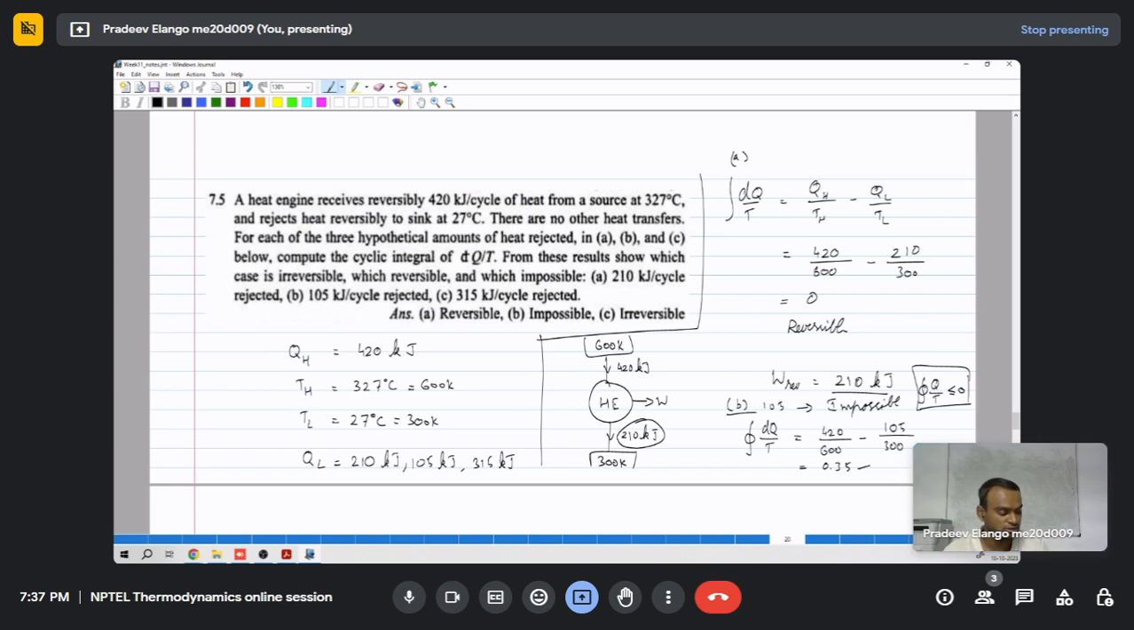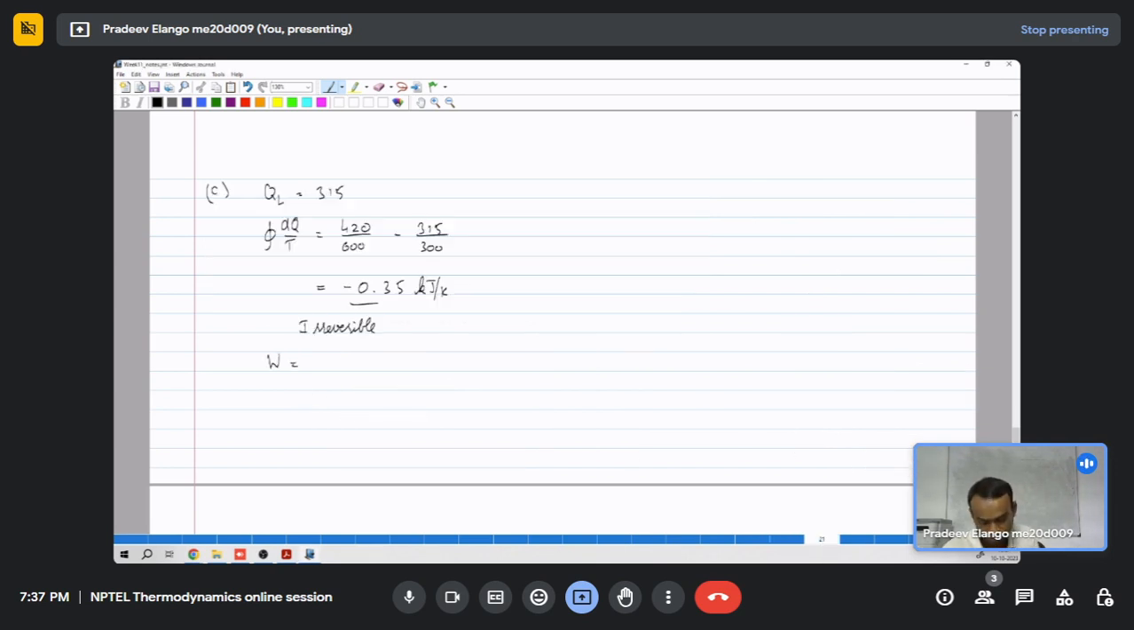For the B case, we will get work output as 420 minus 105, that will be 315, right? Right, sir. Yeah, that is not possible because it is more than the ideal case itself. But for the third case, option C, we will have 420 minus 315. That will be 105. Yeah, 105. So this is less than the ideal work output, so this is possible.